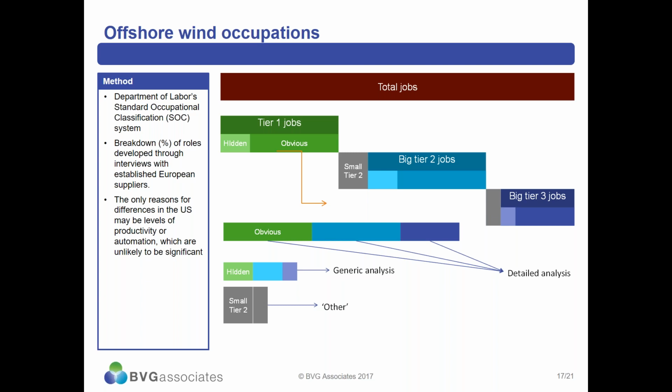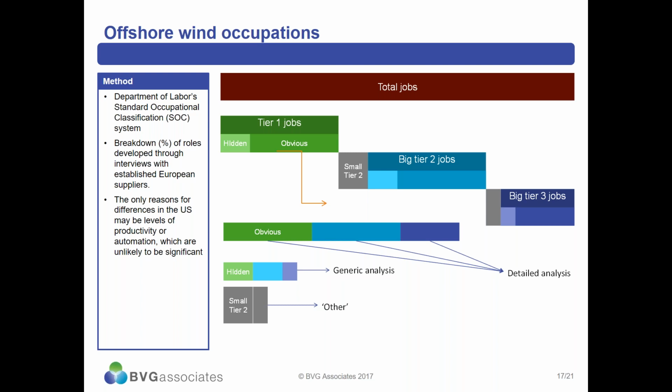So I'm going to move on to the second part of the analysis, which is about occupations. And this is really quite a major task in a sense. If you think about all the jobs in the supply chain, we talked about there being 500,000 in an 8 gigawatt market. So it's a big job, and obviously it was our job to try and make that as straightforward as possible. So you start at the top, knowing how many jobs you've got.